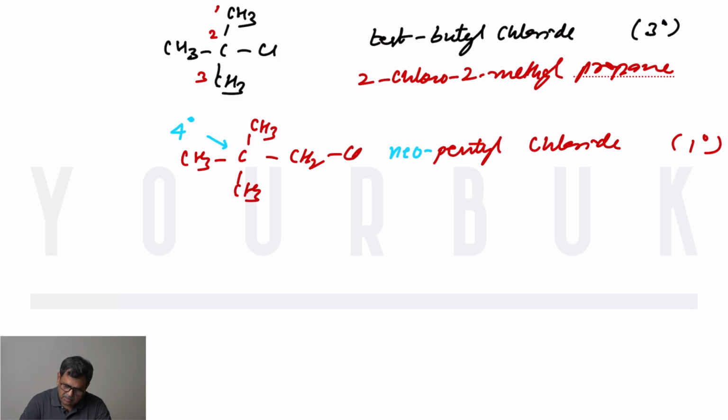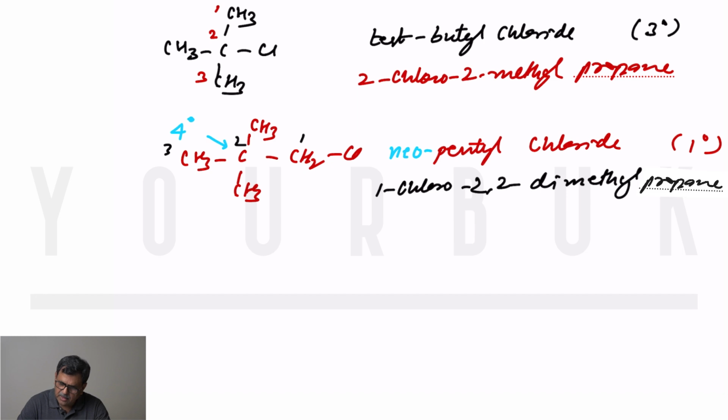Now its IUPAC name is this one. This is the longest chain, 1, 2, 3. So we write 1-chloro-2,2-dimethyl propane. This is the IUPAC name. Now next, if we have a double bond and the halogen both present, then the double bond should get the preference. My double bond should be given the minimum number.